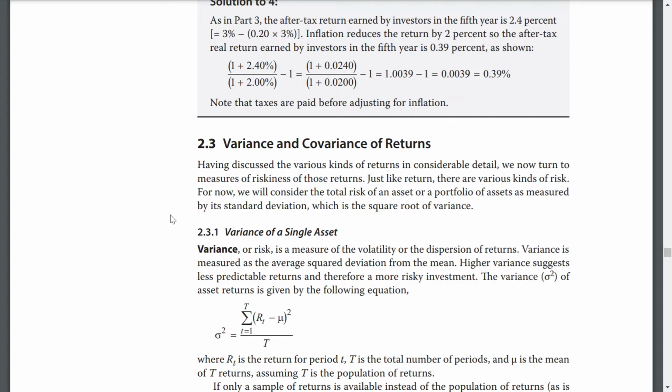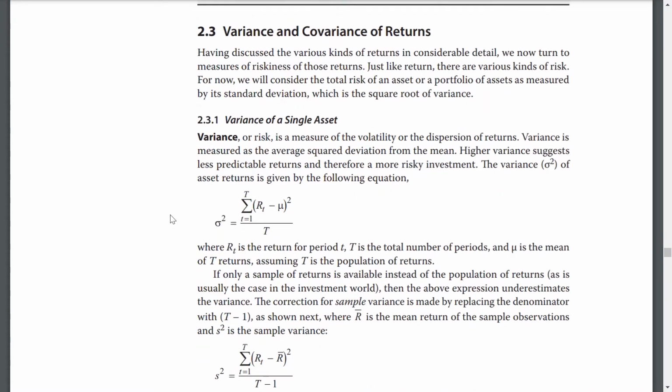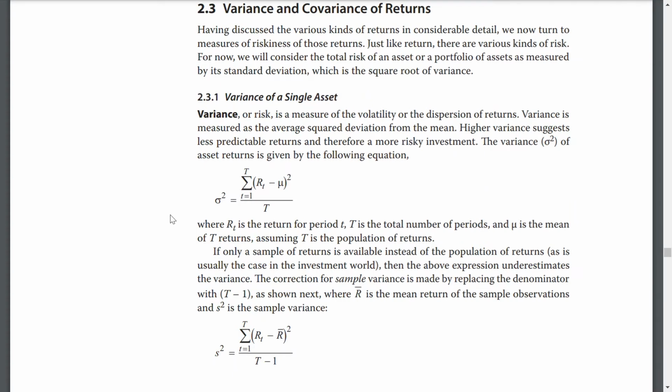Variance of a single asset. Variance or risk is a measure of the volatility or dispersion of returns. The variance is measured as the average squared deviation from the mean. Higher variance suggests less predictable returns and therefore more risky investments.